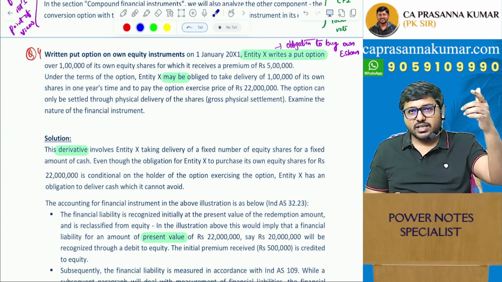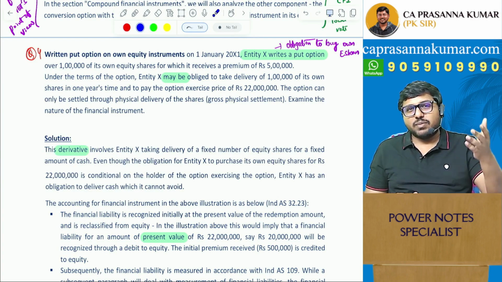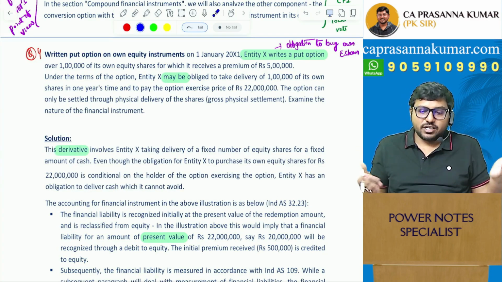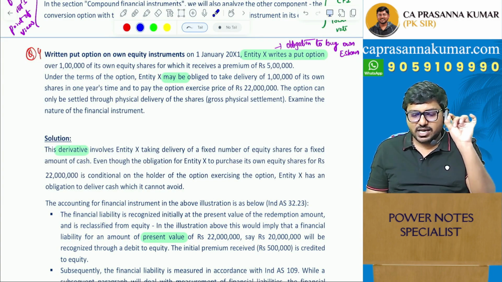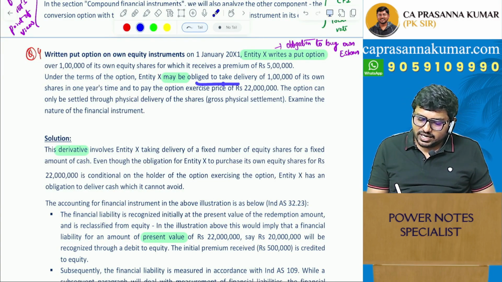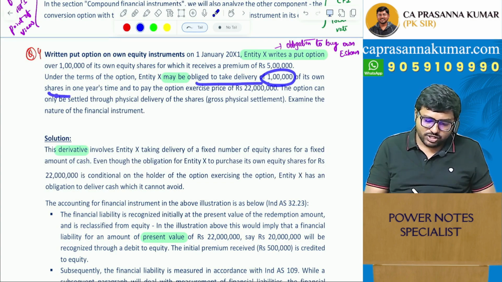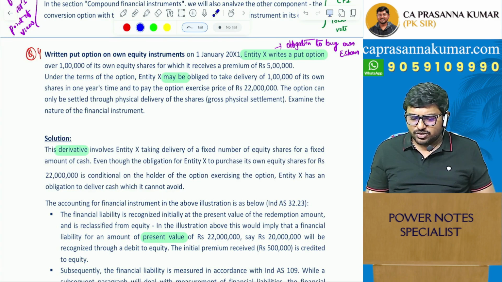If the other party exercises the option, then entity X is obligated to buy its own equity shares. If the other party does not exercise the option, then I'm not obligated. So that is the reason the word may be is used. Every word in the question does make sense. Please try to understand. Okay, entity X may be obligated to take delivery of 1 lakh of its own shares in 1 year's time and to pay the option exercise price of 22 million in this case. 22 with 3 zeros and 3 zeros. So 22 million, or 2 crore 20 lakhs.